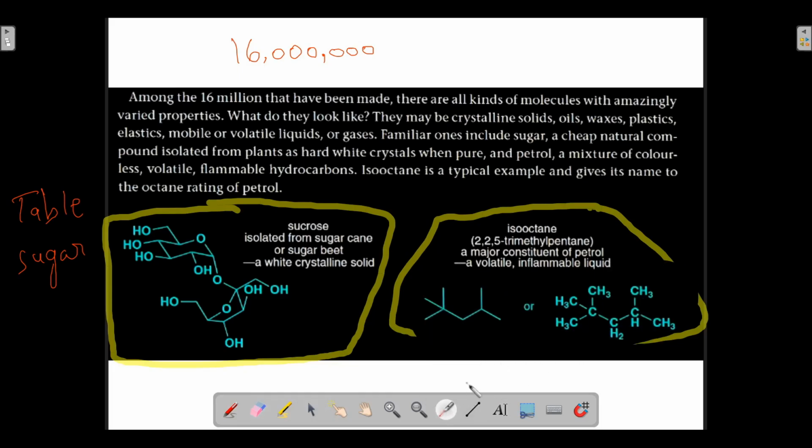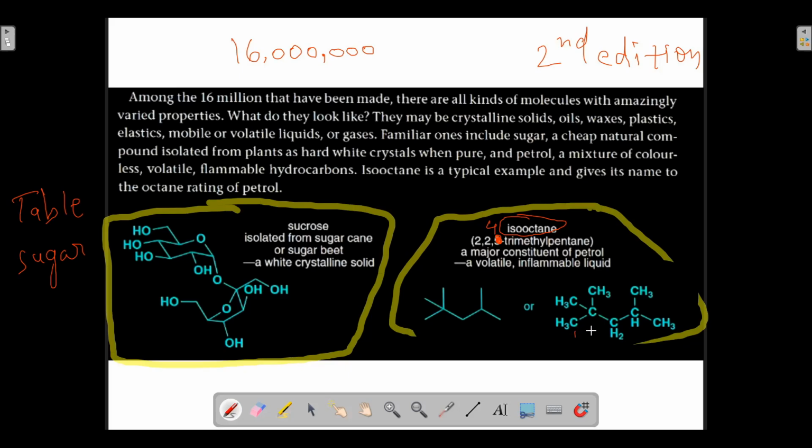Now I want to tell you that there is a mistake in Clayden's second edition. I am making this video from Clayden's second edition, and there is a mistake in this book. The IUPAC name of iso-octane has been written as 2,2,5 trimethylpentane. Correct it. It is not 2,2,5. It is 2,2,4 trimethylpentane. So how has the IUPAC name been derived?